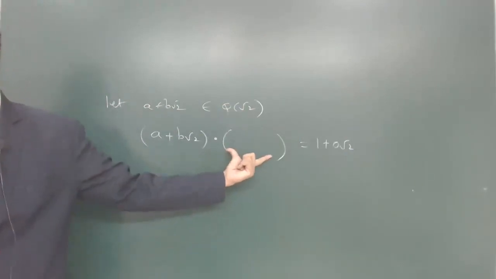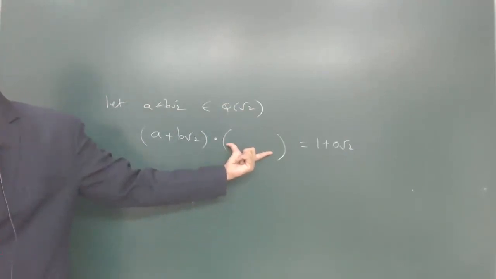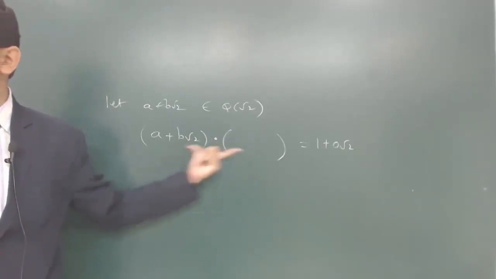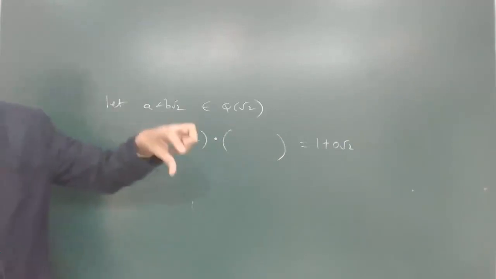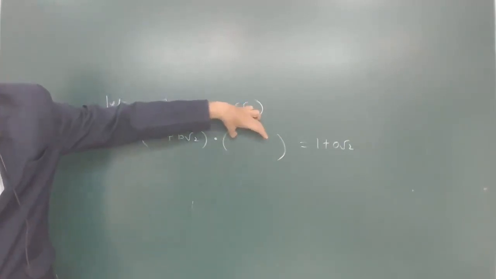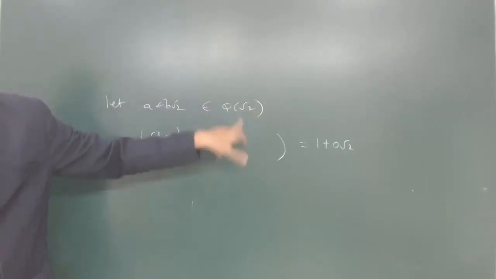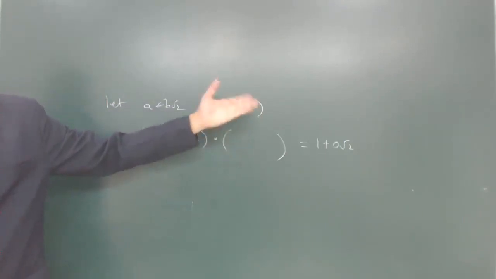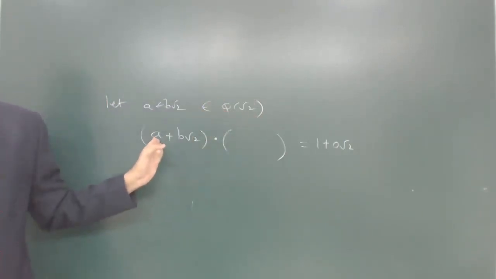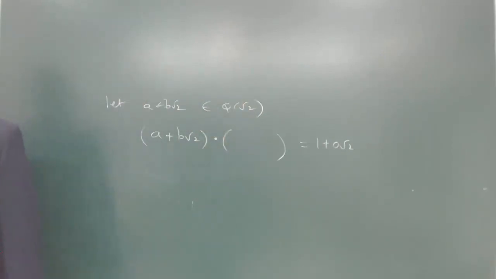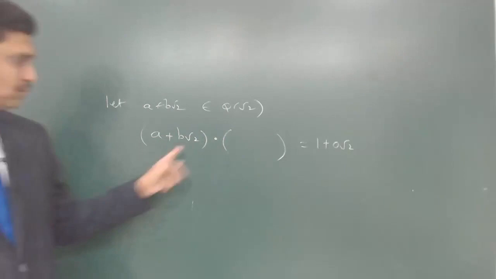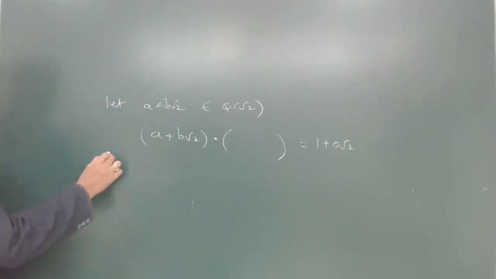So what value do you have to take here to show that the multiplication of these two will give 1 plus 0 root 2? That is most important. And you have to ensure that the value you have calculated here must belong to Q of root 2. Then only can we say that every non-zero element has an inverse in Q of root 2 itself. So for this, let us calculate this one.